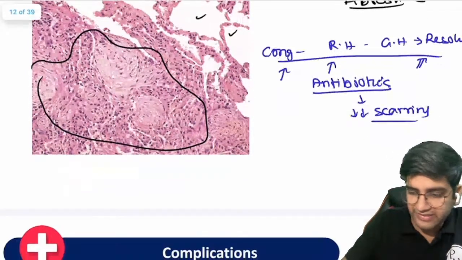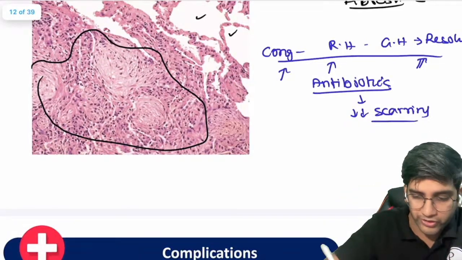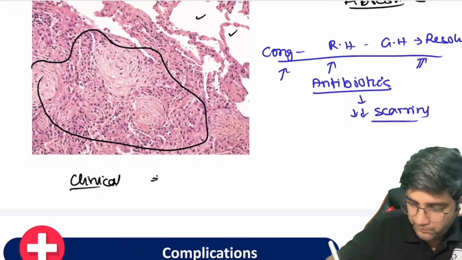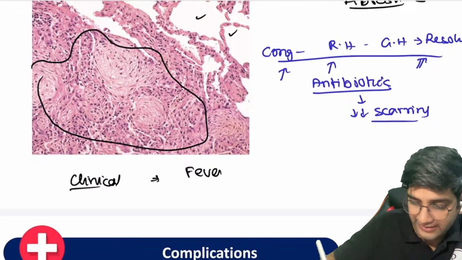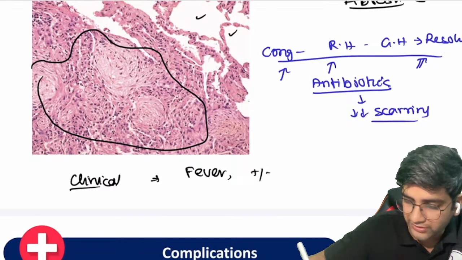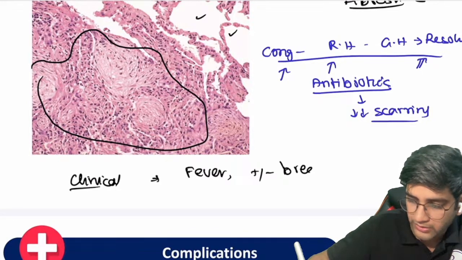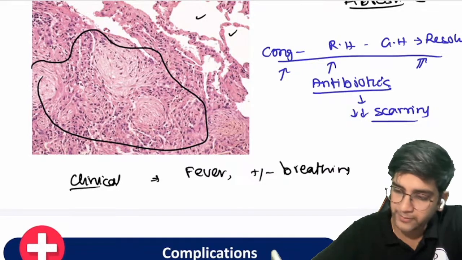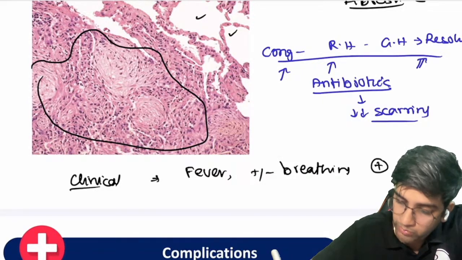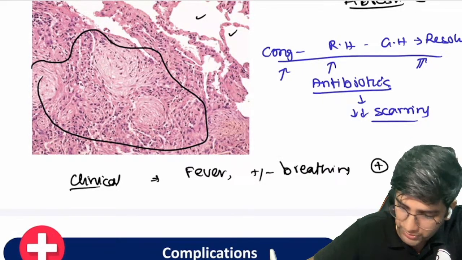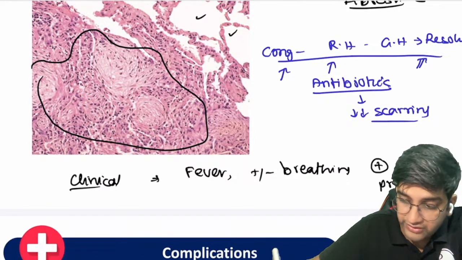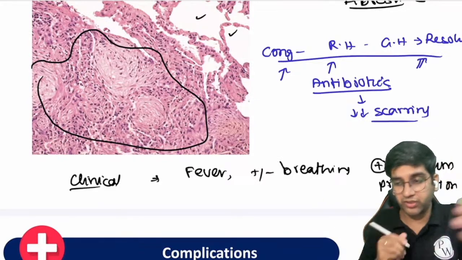The best way to identify bacterial pneumonia in a clinical history: this will be the clinical symptom most of the time. Fever generally will be high grade with or without breathing difficulty. The breathing difficulty is generally based on the stage of pneumonia, right? Plus, almost always with sputum production. This is very, very classical. I'll tell you why this is important very soon, right?